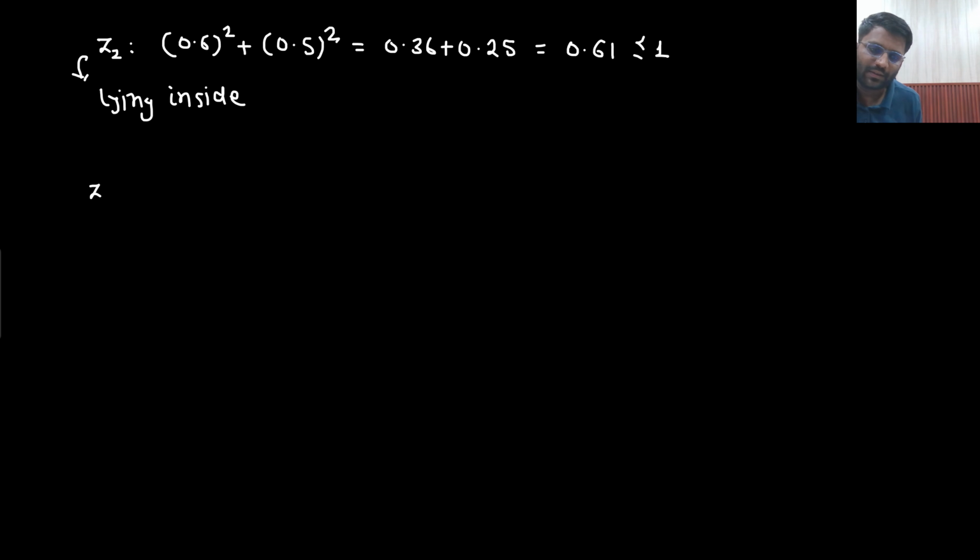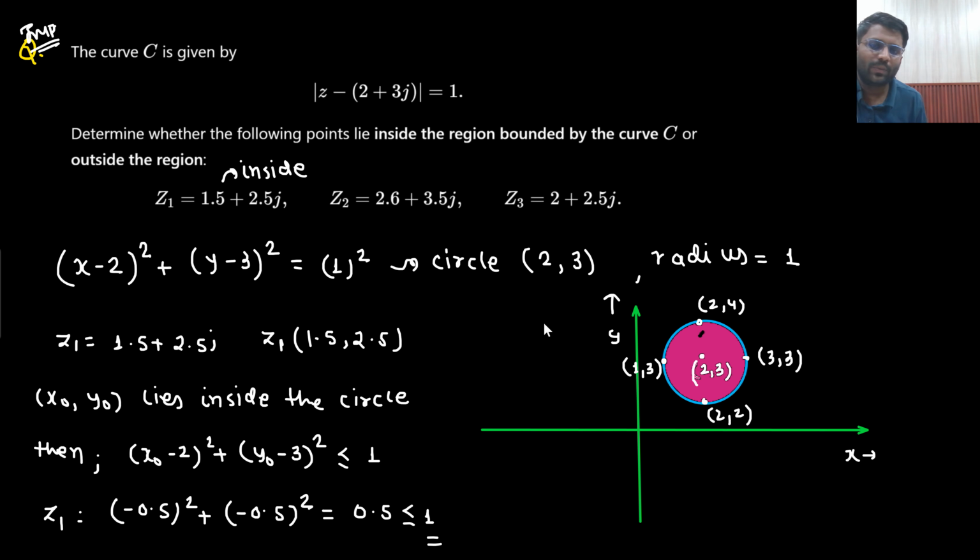What about Z3? For Z3, 2 plus 2.5j. If you put 2 here, what will you get? 2 plus 2.5j. This will also lie inside only. So all points are lying inside.